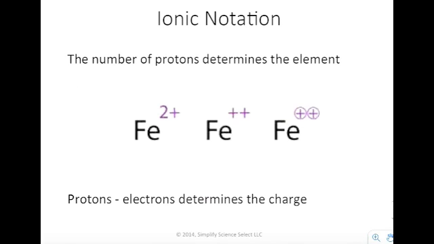You have something that's called ionic notation. Ionic notation is saying that the number of protons determines the element. So in each case you have iron. Now, if you change the number of electrons, you have to specify the charge of that particular ion.